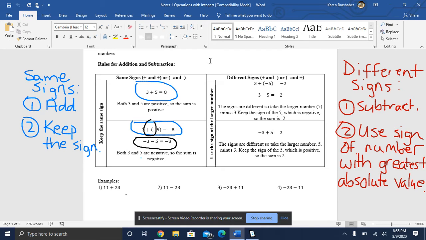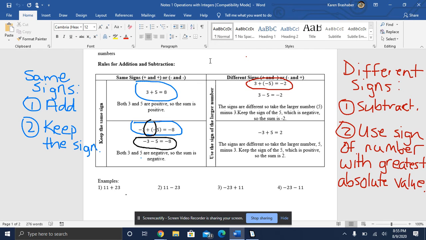Then your other rule is for when the signs are different. If the signs are different, then you subtract the two numbers and you're going to use the sign of the number with the greatest absolute value. So that number that if it was positive, it would be the bigger number. And so in our example, we have 3 plus negative 5. So we're going to actually take the 5, subtract the 3, and get an answer of 2. Then because the 5, if it were positive, it would have been the bigger number, the 5 has a negative sign with it, so we want to use the sign of that number. Negative 2 then is our answer.